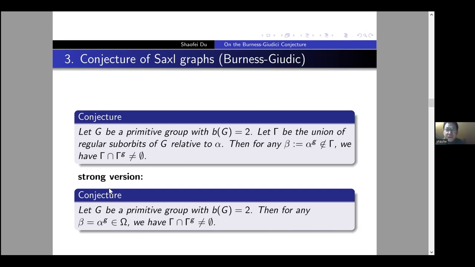Then you have the strongest version. That means you have the same condition for any beta in omega. Beta may be in gamma. So for any beta in omega, you have this. This is the strongest version.